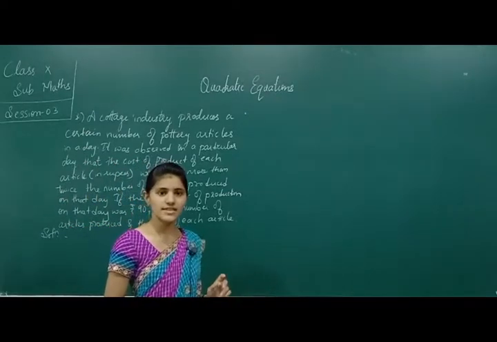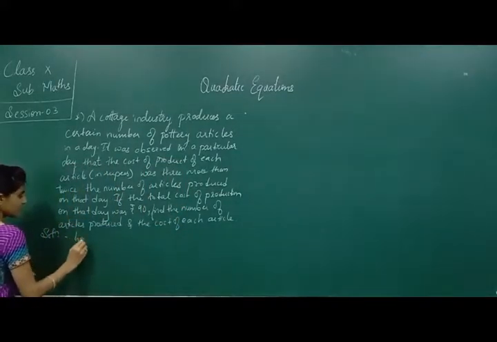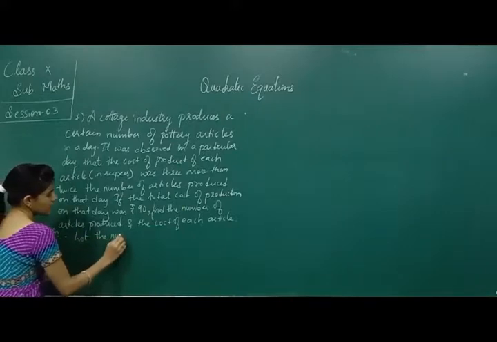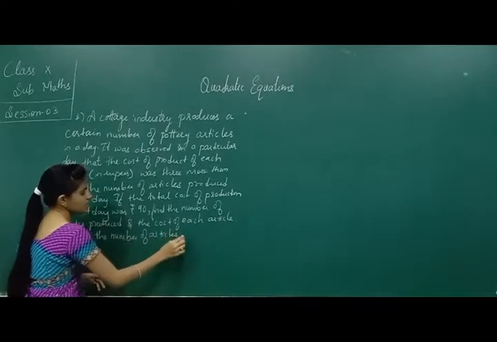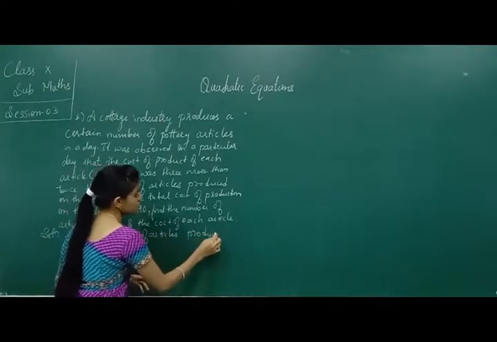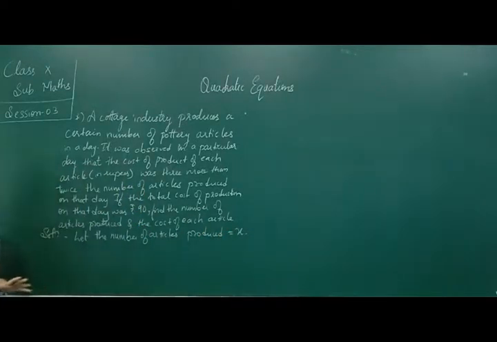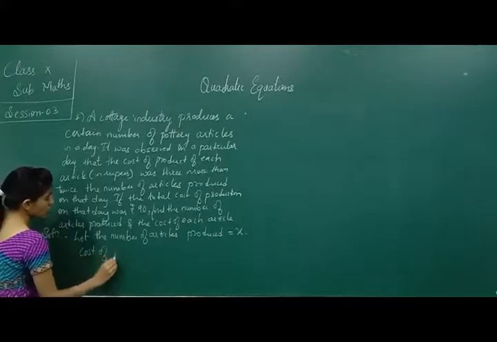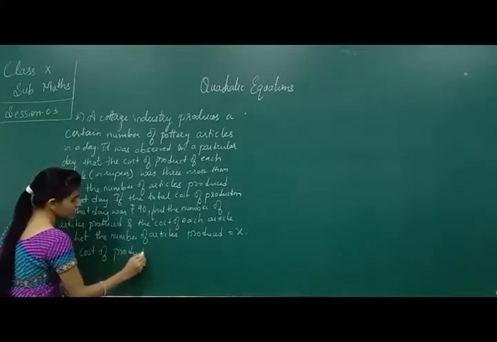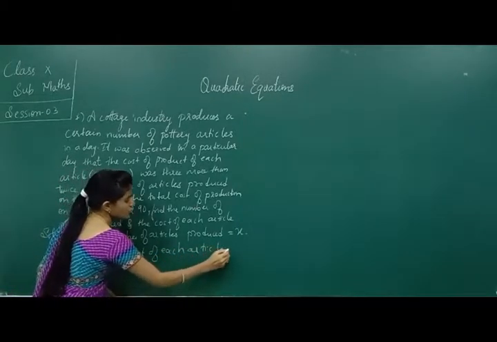So first, we don't know how many articles are produced. So what will we consider? Let the number of articles produced be equal to x. Okay, we got that now. Next, what are we going to do? Cost of production of each article. See how they have given the cost of production.